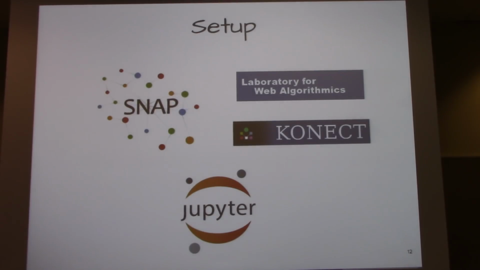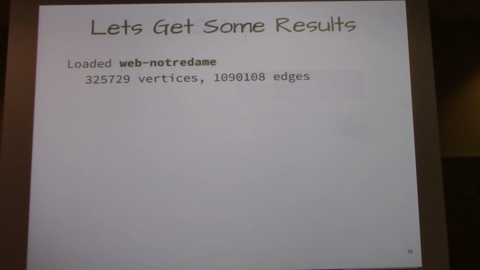So that's my setup. I downloaded some graphs from SNAP, Laboratory of Web Algorithms, Konect. These are essentially collections of graphs that you can download from the web. And I set up Jupyter, because it's really easy to load the graph in one cell, and then you work with that repeatedly. Right? So Jupyter allows you to interactively work with large graphs. So you can load it once, and then you can keep querying it and so on. So that was my setup, which was all fine. It was good.